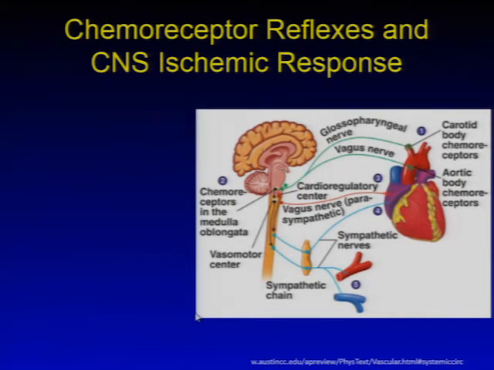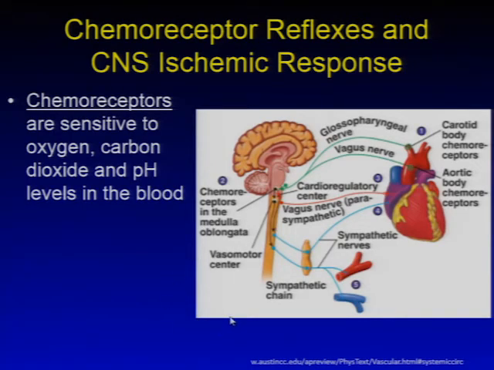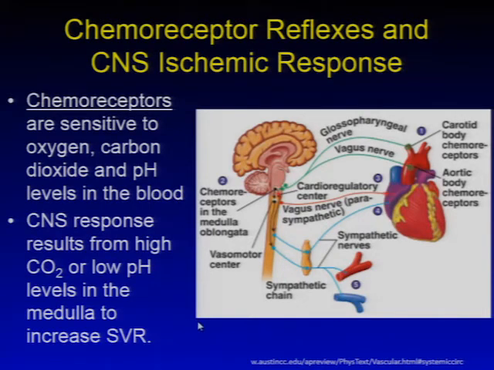Chemoreceptor reflexes are also located within the body. And this is seen as there are receptors within the brain that are responsible for detecting changes in oxygen content of the blood, carbon dioxide, and pH levels. The central nervous system responds to high carbon dioxide or hypercarbia, as well as low pH levels, in order to increase systemic vascular resistance. These signals are traversed back to the brain via the glossopharyngeal nerve and the vagus nerve, okay? And the signals are then sent back out primarily via the sympathetic chain.